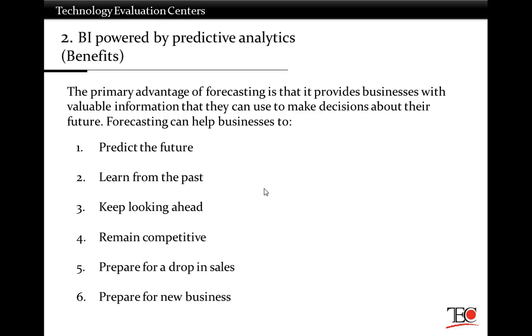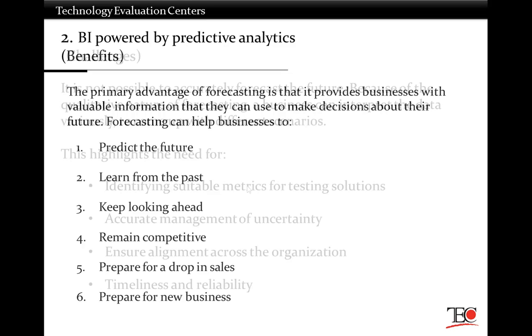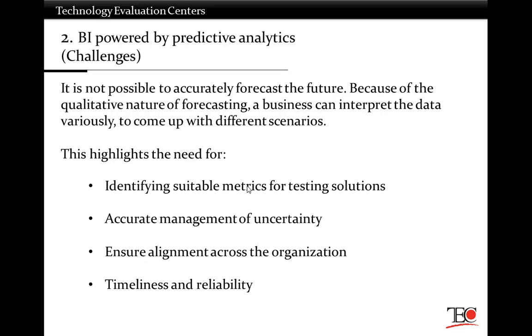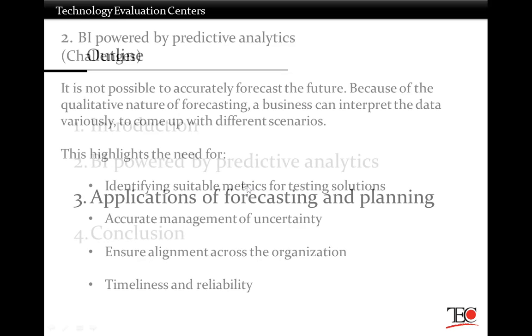But again, taking into account that, as we mentioned earlier, forecasts are rarely perfect and they tend to be more accurate for shorter than longer periods of time. So we know that it's not possible to accurately forecast the future. So we need to come up with a plan and highlight the need to, first, identify suitable metrics for testing solutions. We also need to have an accurate management of uncertainty to ensure, 1, timeliness and reliability of information, and also to ensure alignment across the organization.